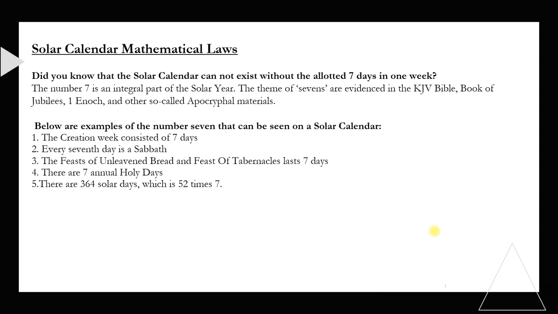Below are some of the examples of the number 7 that can be seen on the solar calendar. Number 1, the creation week consists of 7 days. Number 2, every 7th day is a Sabbath. Number 3, the Feast of Unleavened Bread lasts 7 days. Number 4, there are 7 annual holy days. And number 5, the 364 solar days divided by 7 is 52. Or if you take 364 and divide it by 52, you get 7. So you can see that the theme of 7 is important to the solar calendar.